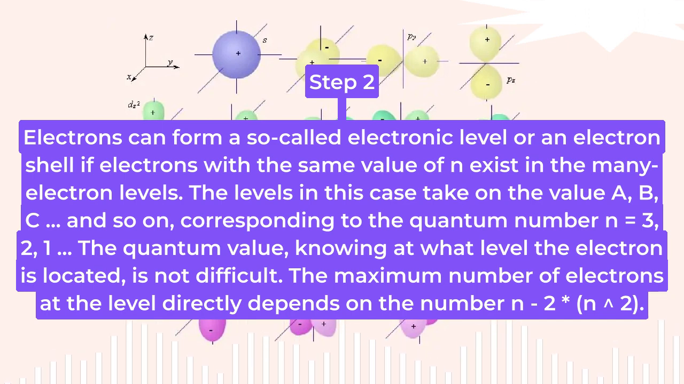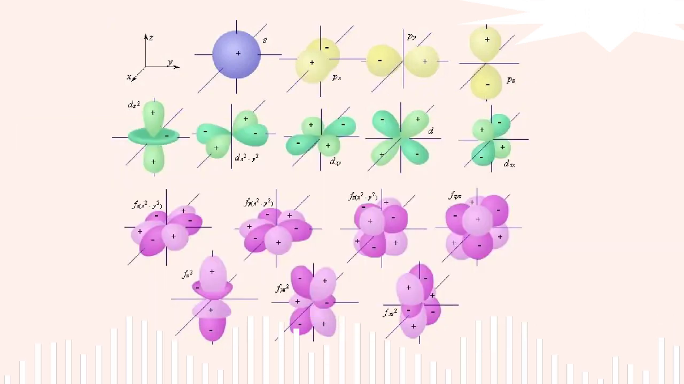The levels in this case take on the values A, B, C, and so on, corresponding to the quantum number n equals 3, 2, 1. Knowing at what level the electron is located, the quantum value is not difficult to find. The maximum number of electrons at the level directly depends on the number n squared. Step 3. An energy or electronic level is a collection of electrons in a stationary state.